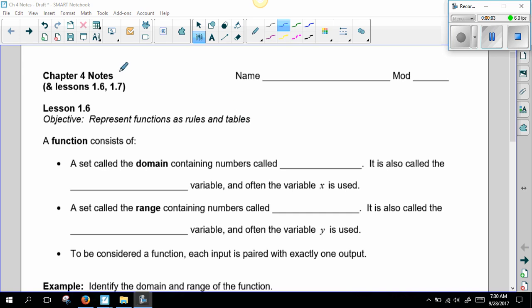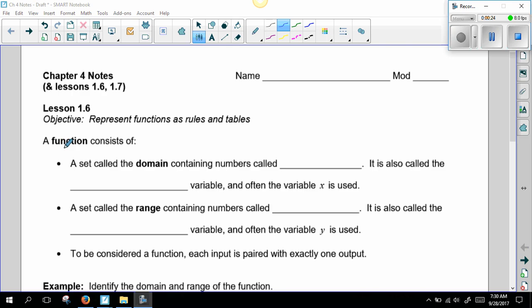This video is pages 1 and 2 of the Chapter 4 notes. In Chapter 4, we also include 2 lessons from Chapter 1, 1.6 and 1.7, and that's what we are discussing in today's video. In Lesson 1.6, we have a lot of vocabulary relating to the term function.